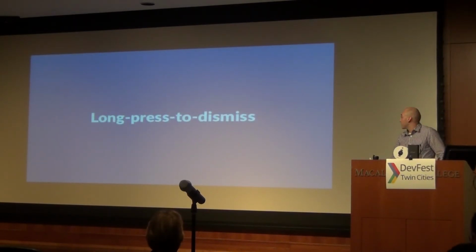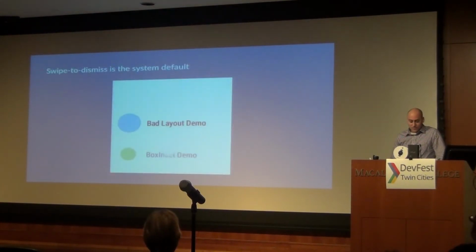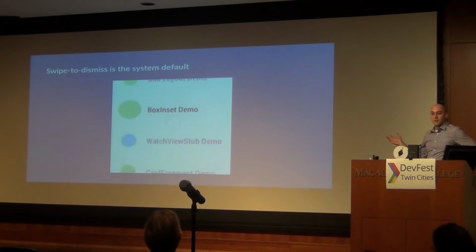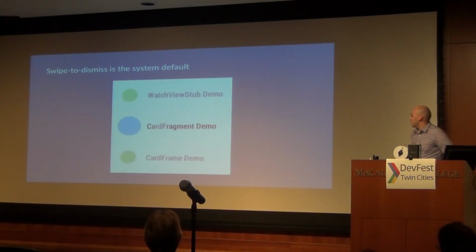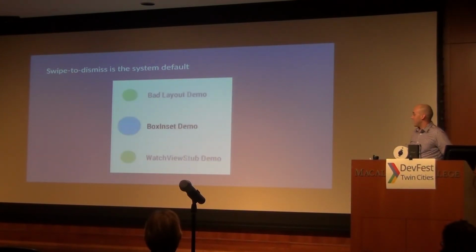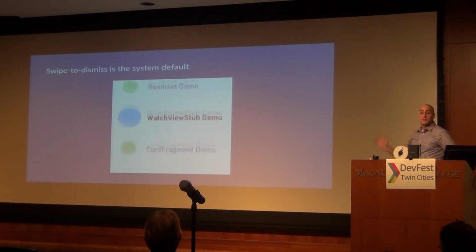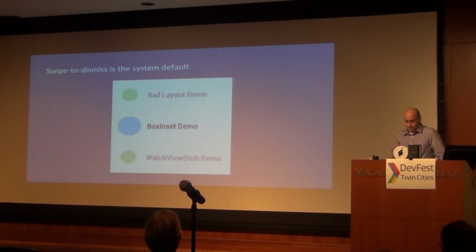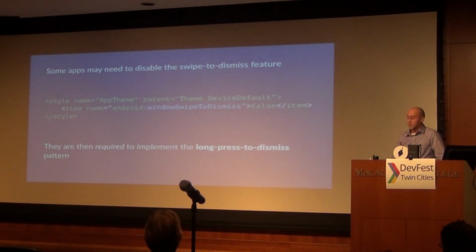Okay, now let's talk about long press to dismiss. Swiping to get rid of stuff is the default for the system. So I have my demo activity here, where each of these items just fires off another activity. And by default, you can swipe those to get rid of them. But some apps might need to disable that. Maybe swiping left and right is part of what your actual interface is, so you can't have that get rid of your activity. So what you can do is, in the theme, you can just say swipe to dismiss is false, and that'll completely disable that.